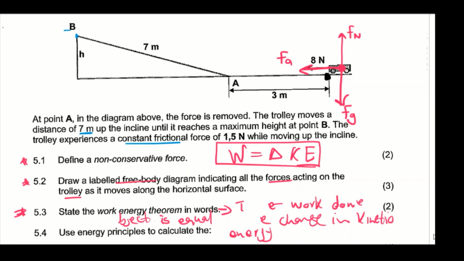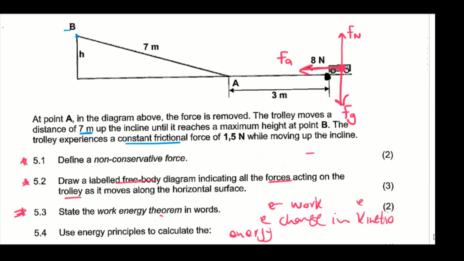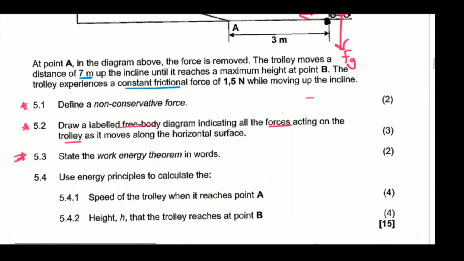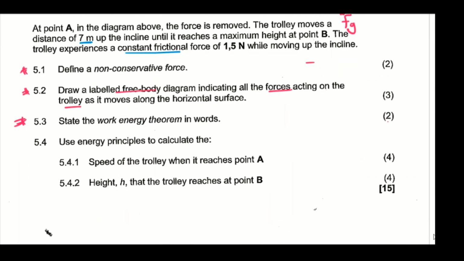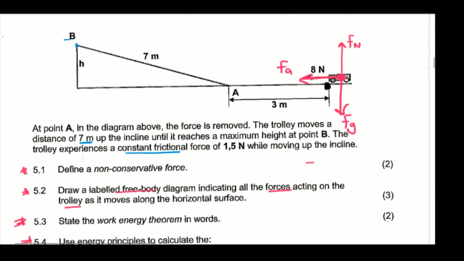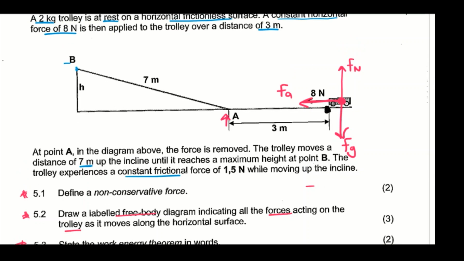Okay, so now we're going to do 5.4. Sorry, 5.4, this one here, which says use energy principles to calculate the following. 5.4.1 says we must calculate the speed of the trolley when it reaches point A. So we want the speed of the trolley when it reaches this point here. We need to know the forces that are acting on the trolley, right? For us to be able to calculate the speed of the trolley.